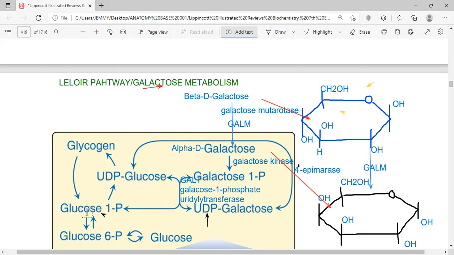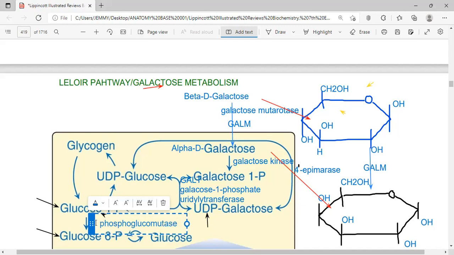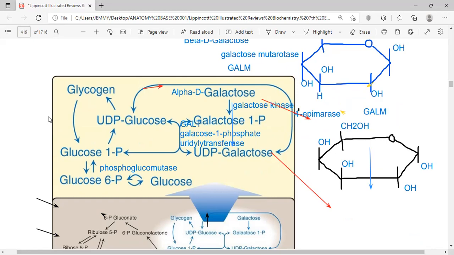Okay. Then this glucose 1 phosphate formed here is converted to glucose 6 phosphate by another very interesting enzyme, which I usually call phosphoglucomutase. Okay. So don't confuse phosphoglucomutase. Remember now, in the other reactions, don't confuse this one.